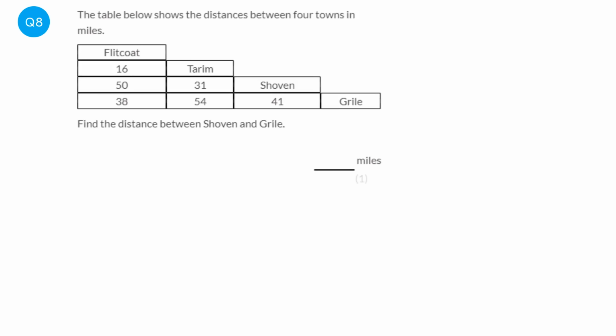So the way these tables work is if you're looking for distance between Chauvin and Grill, you find out where the 2 of those overlap, and so they overlap at the 41. So you go down from Chauvin, left from Grill, and we get 41, and so it would be 41 miles between them.